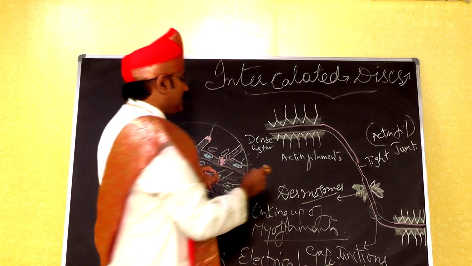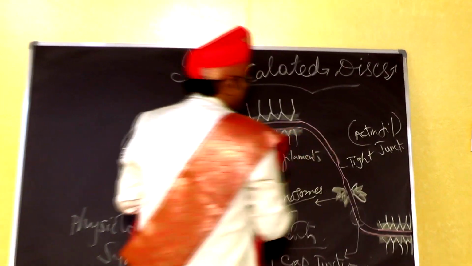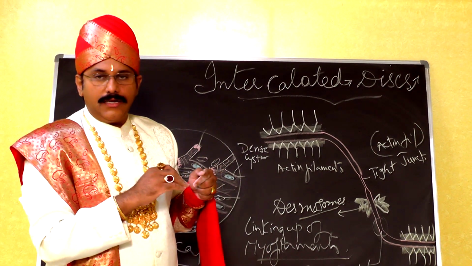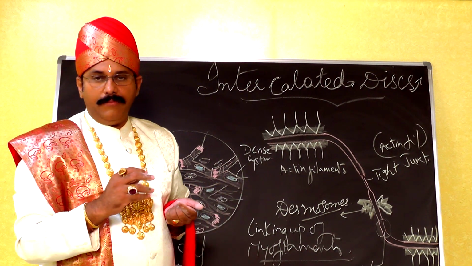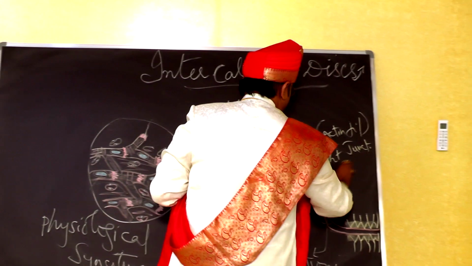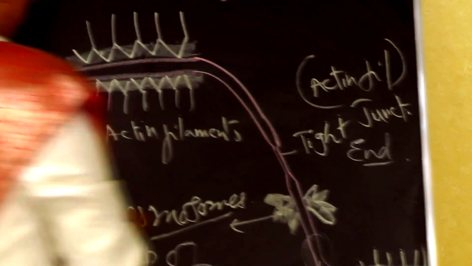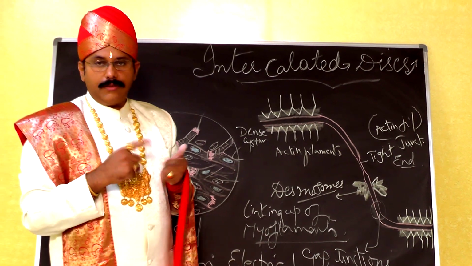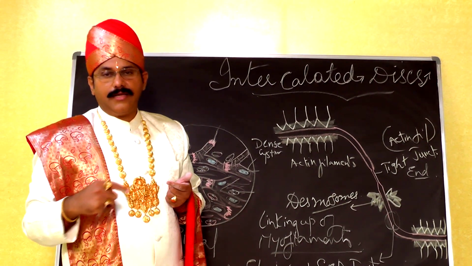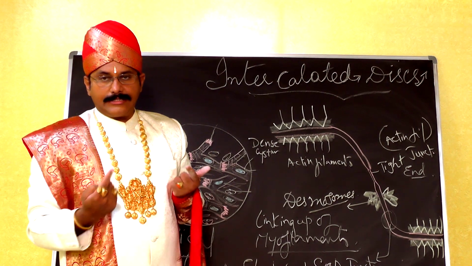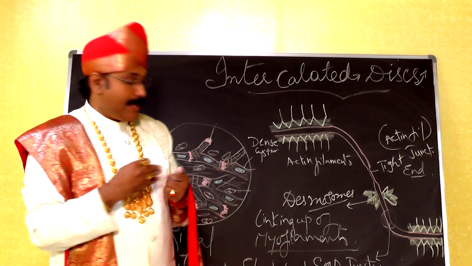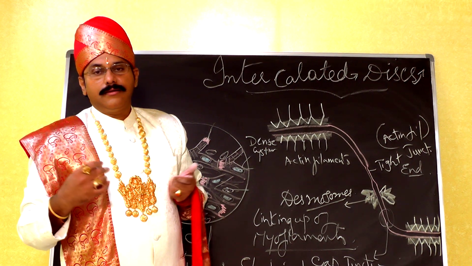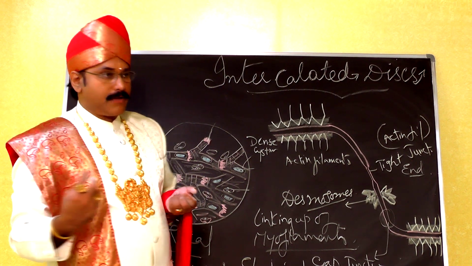Now what is the significance of the tight junction? The actin filaments end in the tight junction. And coming to the desmosomes, what is the significance? The desmosomes link up the myofilaments present in the cytoskeleton of the adjacent cardiac myocytes.